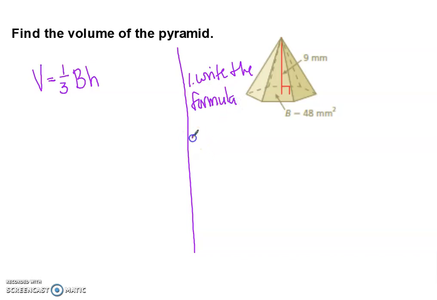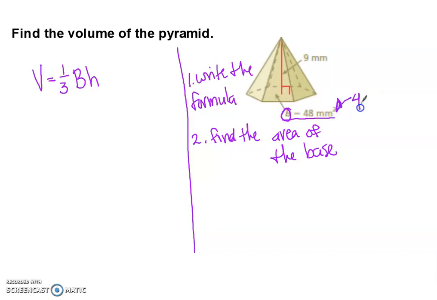Now the next step is find the area of the base. And if you're looking at this picture, it has a lot of sides. It's a hexagonal base, and they tell you the area. Capital B. They tell you that the area is 48 meters squared. So here it is. They did it for us.